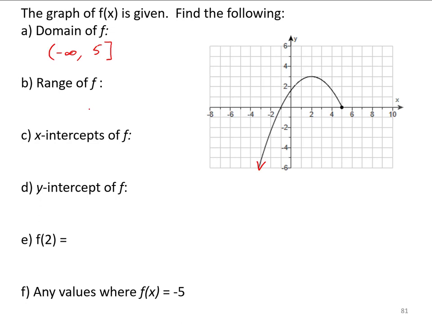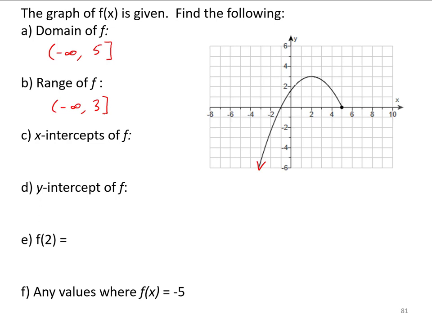Now part B asks for the range of f. The range is the set of all y values. So we want to take note that this function is falling to the left, it's decreasing to the left, and that it has a maximum at the point 2, 3. So the y values that this attains is going to be this interval, parentheses minus infinity, comma 3 bracket, because 3 is the highest point, and it is included because there's not an open dot.